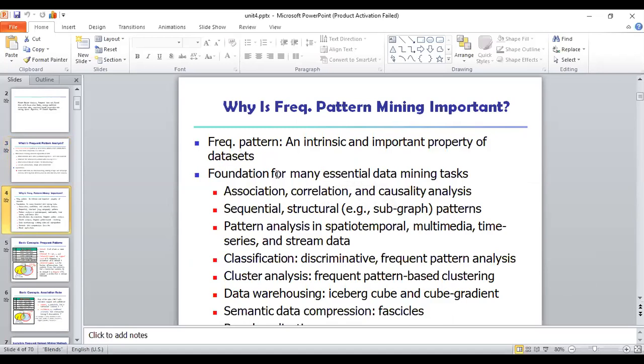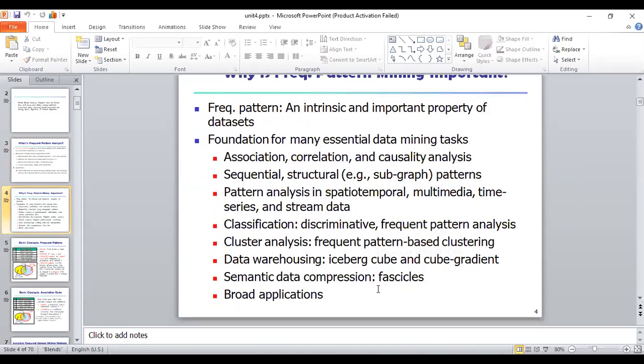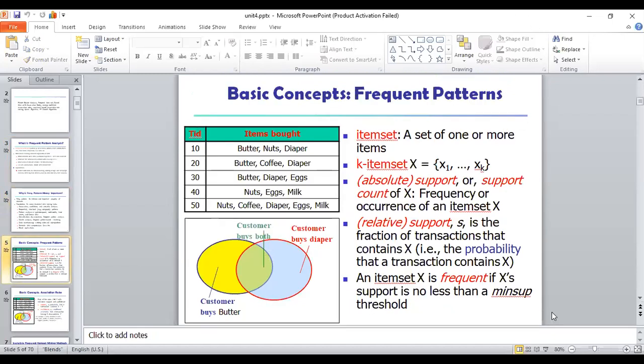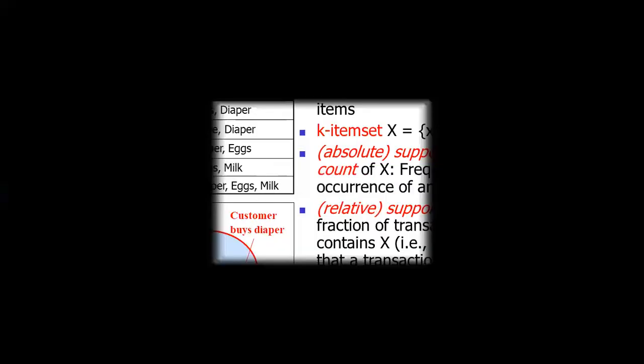So why is it important? It's used as the foundation for many essential data mining tasks like association, correlation, causality, and sequential or structural pattern analysis on various kinds of data like spatio-temporal data, multimedia data, time series data, and stream data. It is also the foundation for classification, clustering, data warehousing, and semantic data compression, and has very broad applications. So we'll go through the basic concepts with respect to frequent patterns.